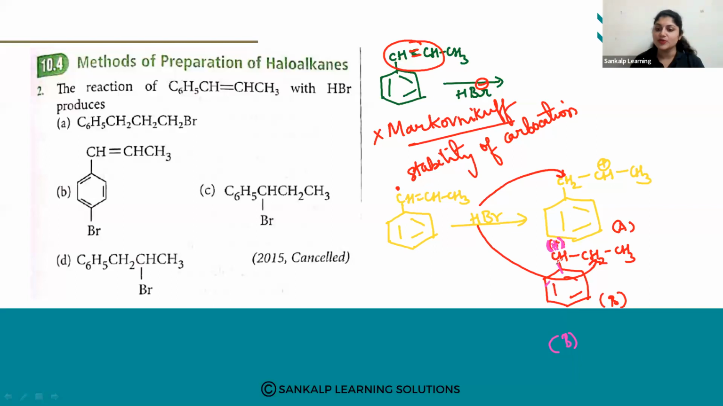So this positive charge is resonance stabilized. Beside the positive charge, an alkyl group is also there, and here an aryl group is also there, right? So it can be stabilized. The phenyl group and alkyl group both can stabilize it, so the positive charge can be stabilized by both groups.